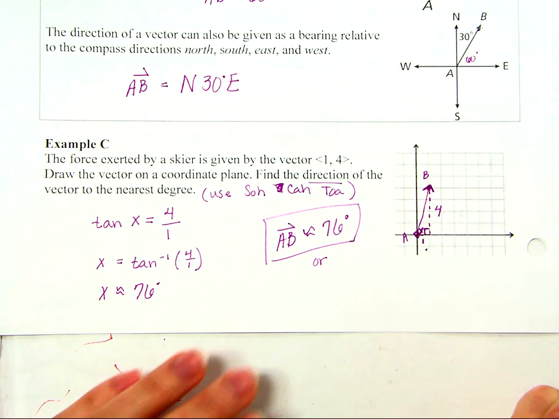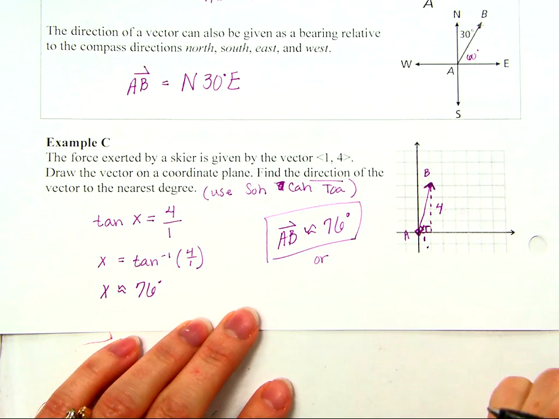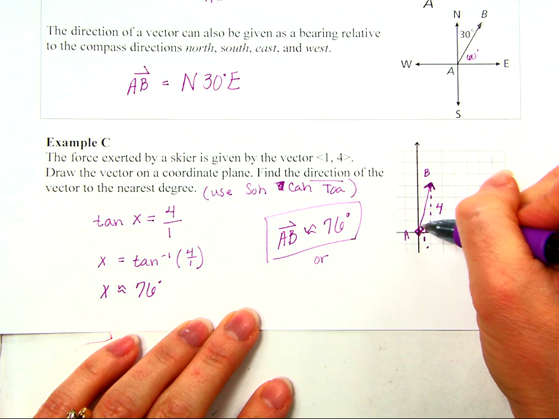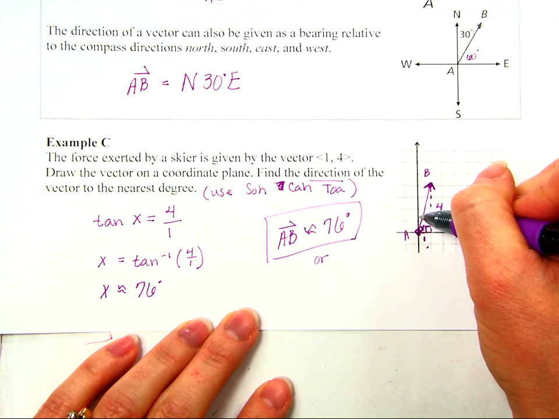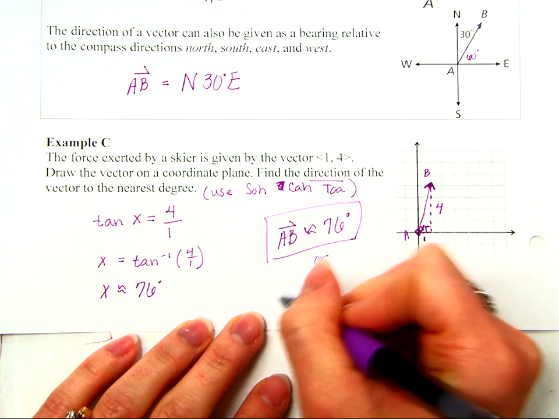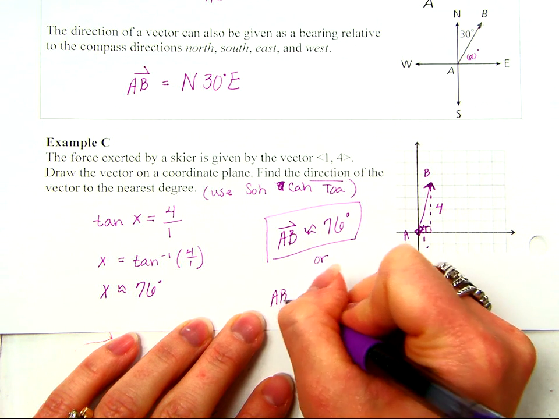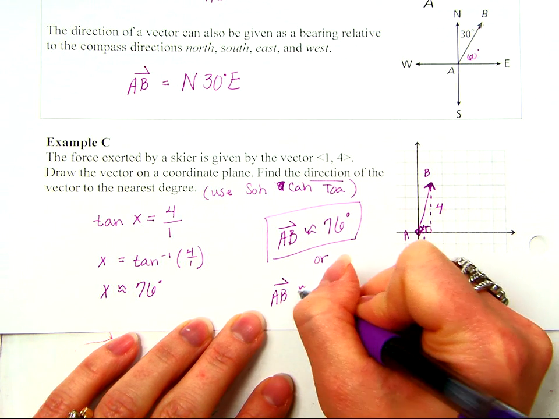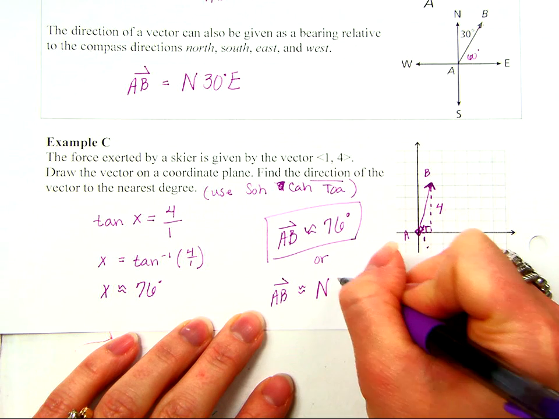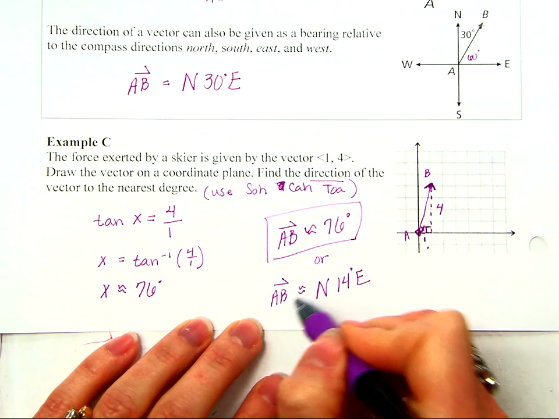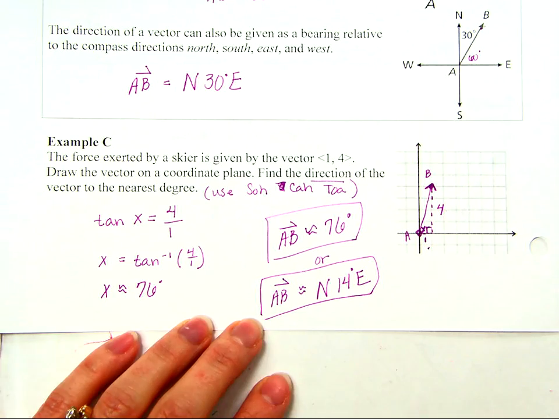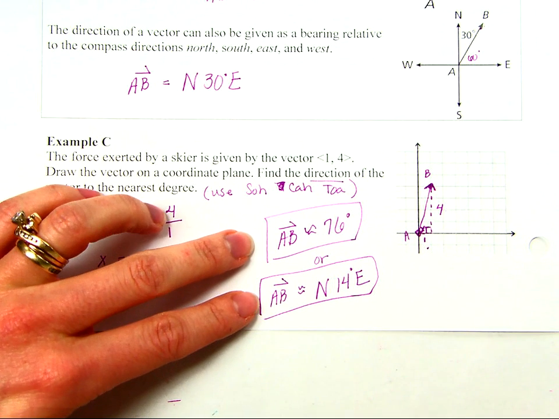Or I could also write it as a bearing to my compass directions. If this is 76 degrees, would you agree this would be the complement? This would have to be 14. So another way to write that would be that my vector AB would be north 14 degrees east. These two mean the same thing.